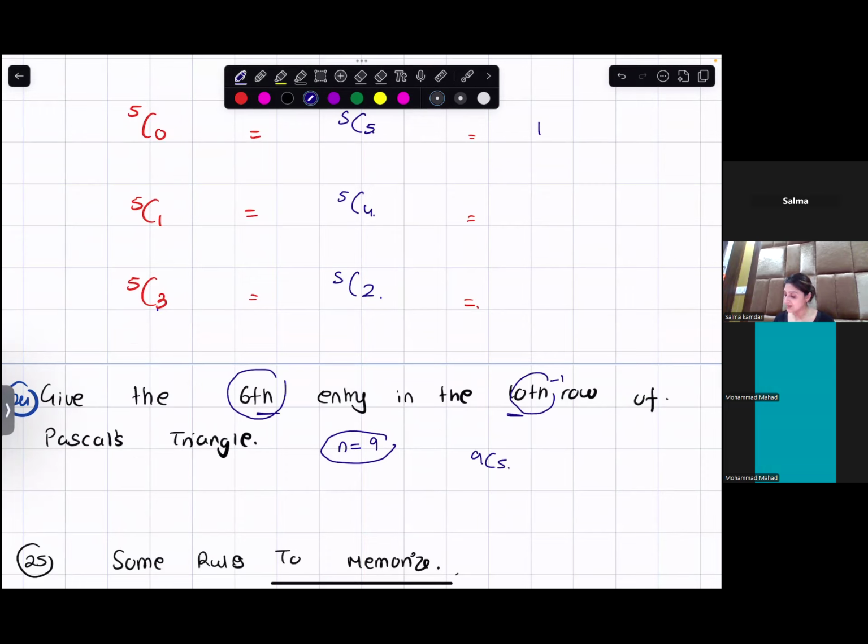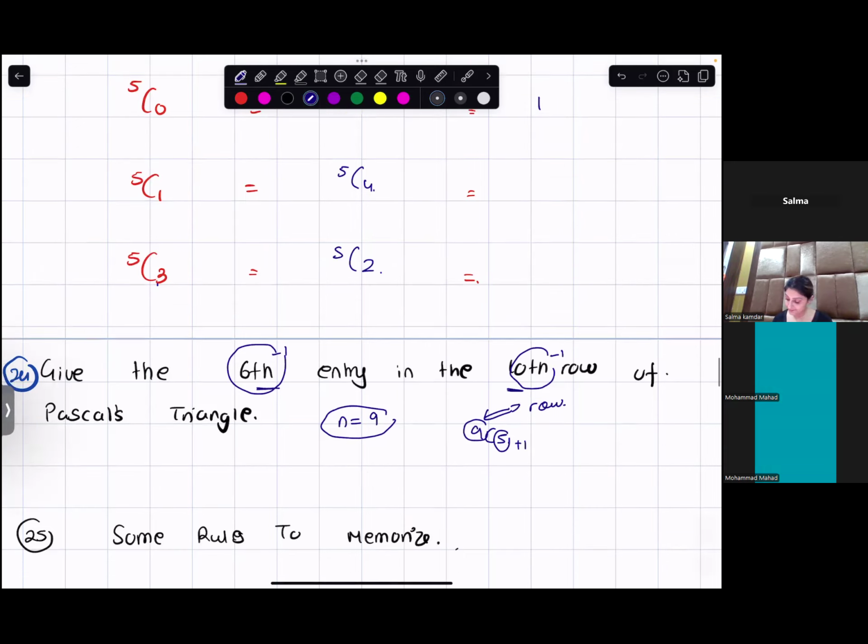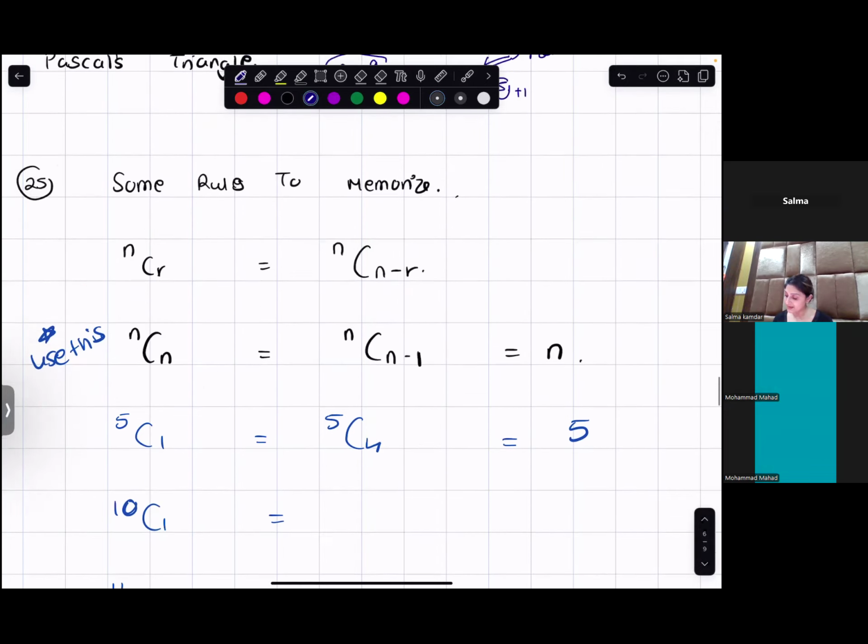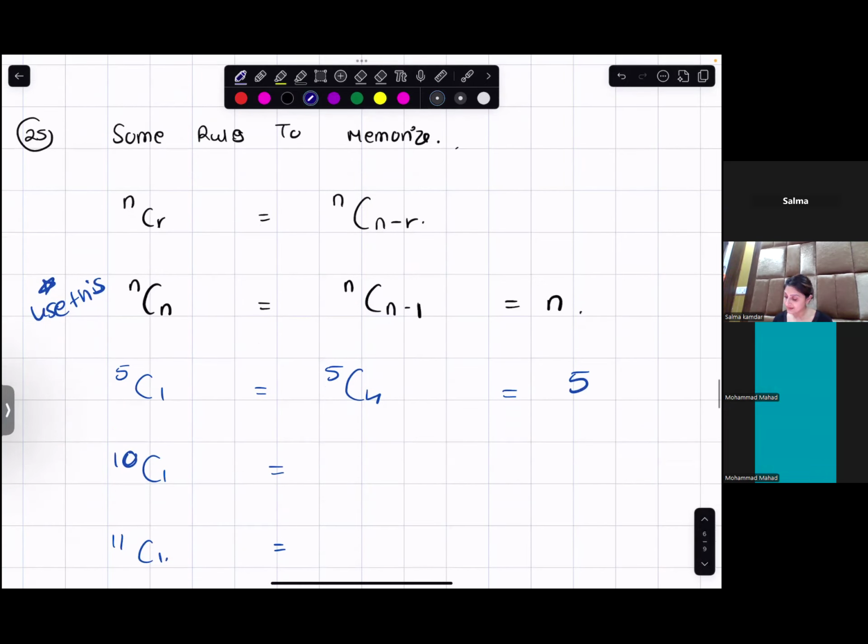So 10 minus 1 I do, and 6 minus 1 I do. The above number always tells the row, plus 1 will tell me the row, and plus 1 would tell me the entry. Are you with me?